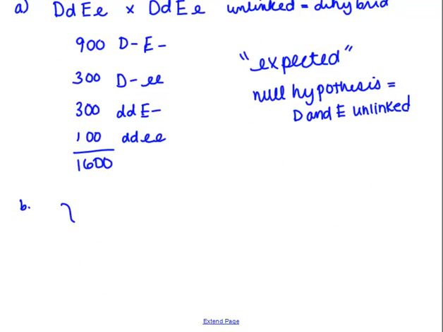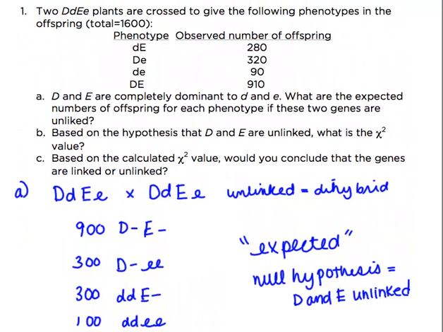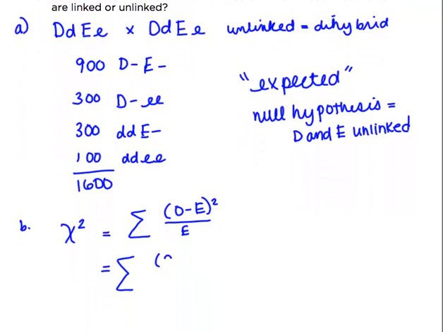So remember that the chi-square formula is the summation of observed minus expected, squared, over expected. And we're going to do this for each of the 4 classes and then sum them up. So for the first phenotypic class, which is dominant at both genes, we're expecting 900. But if you look up here, dominant at both genes, we see 910. So we'll do 910 minus 900 squared over 900.